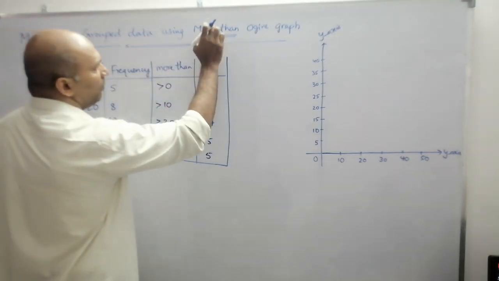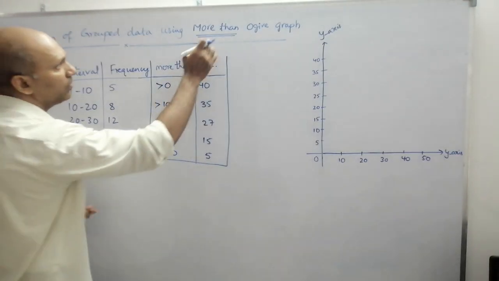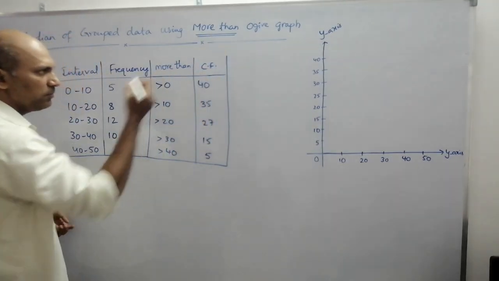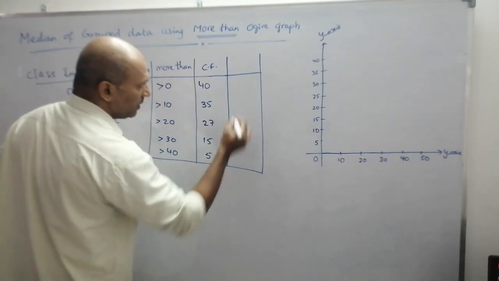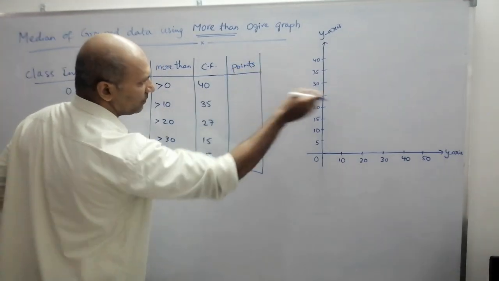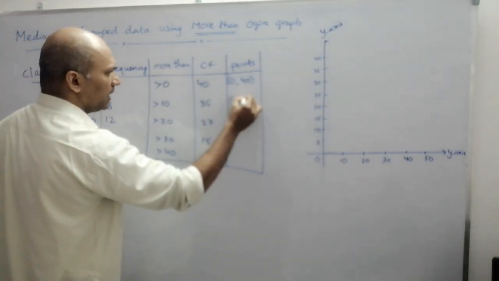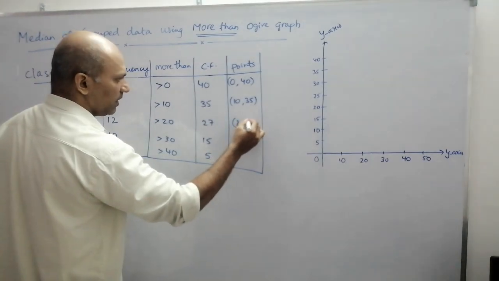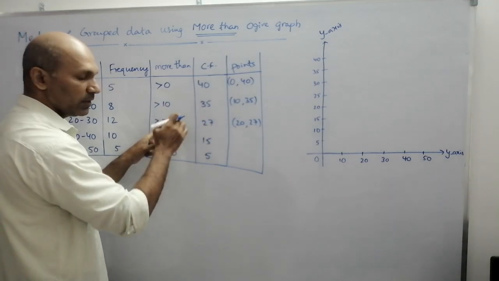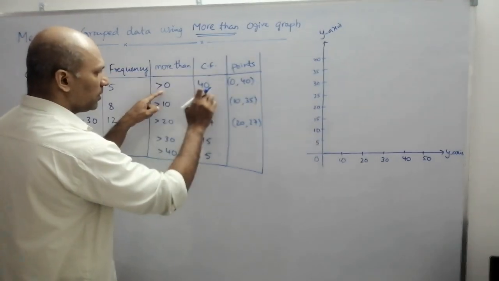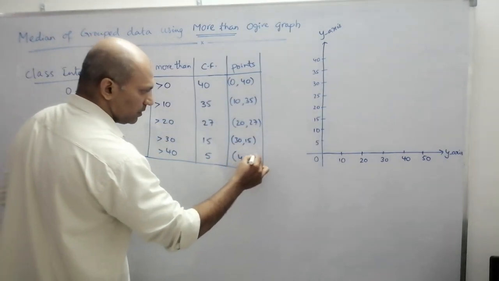Remember, when we were doing less than ogive, we were adding from the top. Now that we are doing more than ogive, we are adding from the bottom. That is our trick. Now let us write points and plot these points on the graph. This column is not necessary, but my advice is you write this column so that there is no confusion. Because I have observed some students writing 40, 0, 35, 30, 20, 27, 20 and so on, and it will be a mistake. So 0, 40, 10, 35, these are the points we need to plot. I wrote the points.